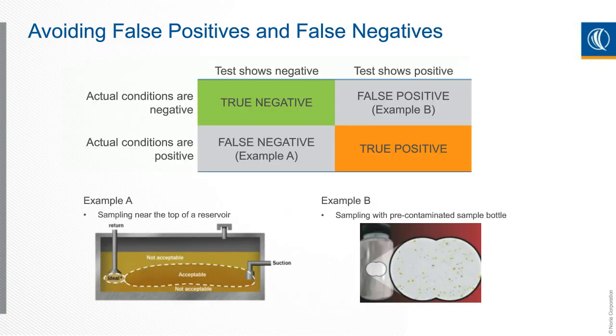So you want to avoid false positives and false negatives. These are things that can be very detrimental to an oil analysis program in giving you the ability to really have any useful interpretation of the results. So a false positive is something that the test shows positive, but the actual conditions are negative. So an example of that would be, let's say we used pre-contaminated sample bottles. This is example B here, where the bottle you used wasn't well kept, and it doesn't take that much contaminants that may be present in that bottle to actually significantly influence the results in the oil analysis reports.